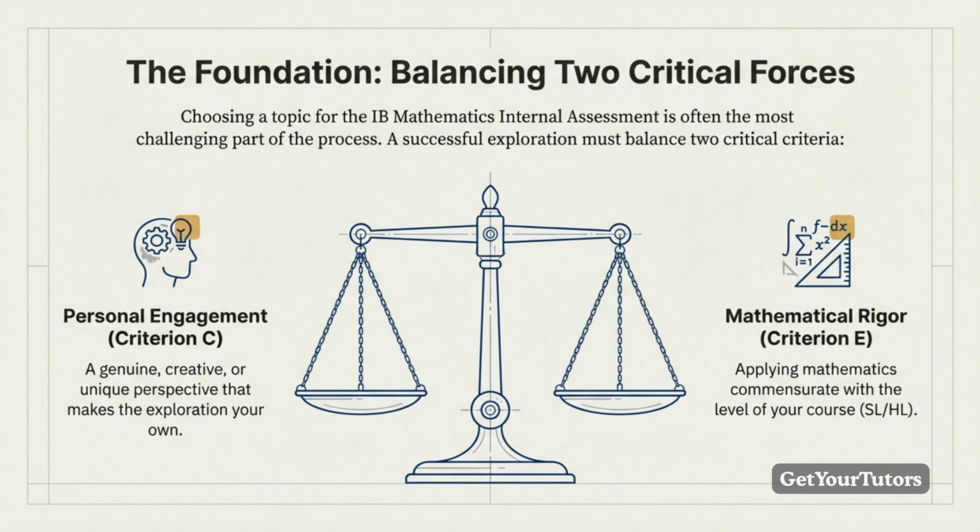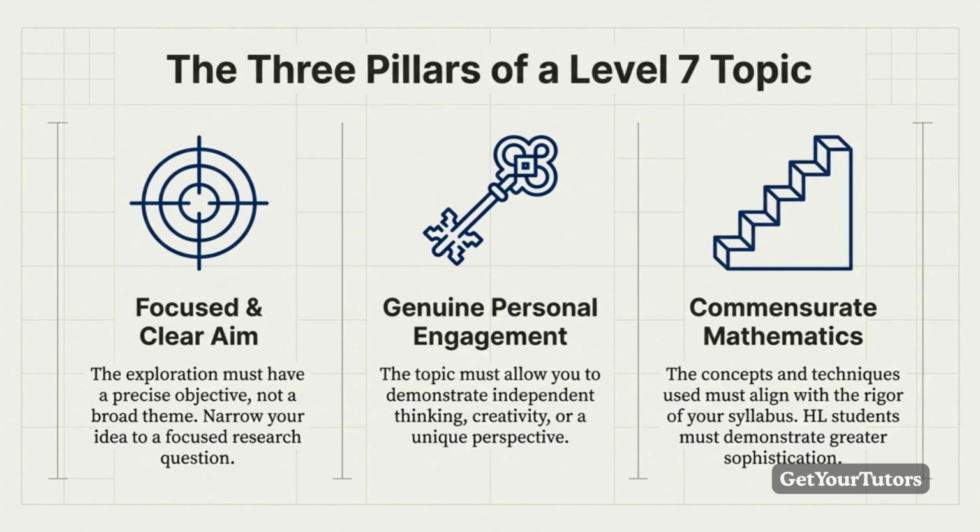So if that balance is the foundation, then the success of the topic really rests on three key requirements. The source material calls them the three pillars of a Level 7 exploration. Okay, pillar 1. A focused and clear aim. This is absolutely paramount. Your exploration can't be some broad, sweeping subject like math and finance. Or statistics in medicine. Right. It has to have a precise, targeted objective. It must be narrowed down into a really manageable research question. Because that specificity is what unlocks the depth later on.